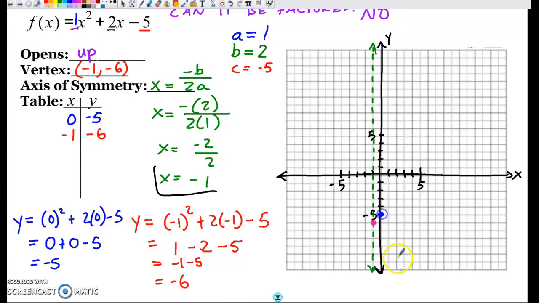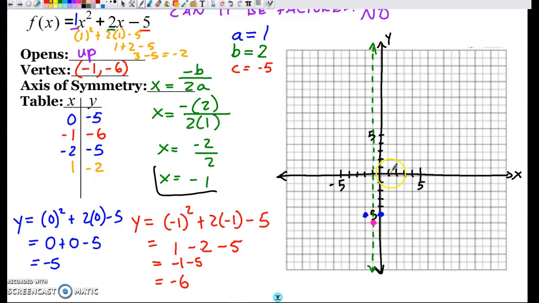Okay? So I get a free point just by reflecting over the axis of symmetry. Now I have negative 2, negative 5. But I need to plug in one more value to find the fourth and fifth points. So I'm going to plug in 1 for x into the equation. If I plug 1 in, I'll get 1 squared plus 2 times 1 minus 5. I get 1 plus 2 minus 5. 1 plus 2 is 3. Minus 5 is negative 2.